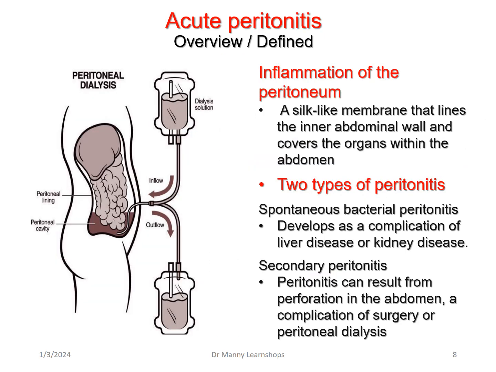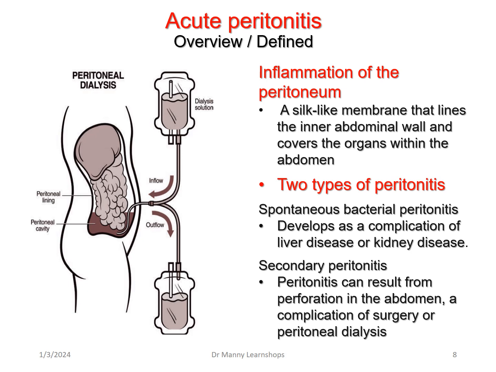If we look at acute peritonitis, peritonitis is essentially inflammation of the peritoneum. And the peritoneum is really just a silk-like membrane that lines the inner abdominal wall and covers the organs within the abdomen. Now, there are two types of peritonitis. One is spontaneous and one is secondary.